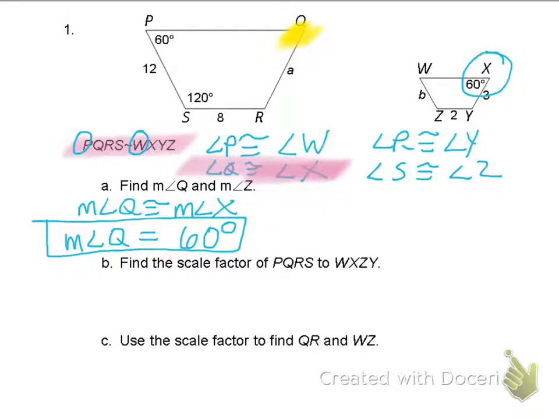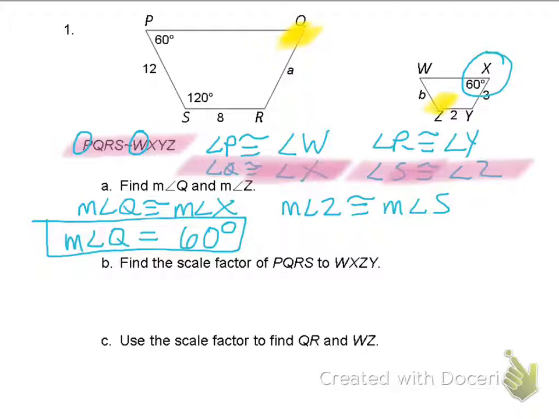And then the next one we're looking for is the measurement of angle Z, which is in this corner. And we know that the measurement of angle Z is congruent to the measurement of angle S because of this similarity statement.